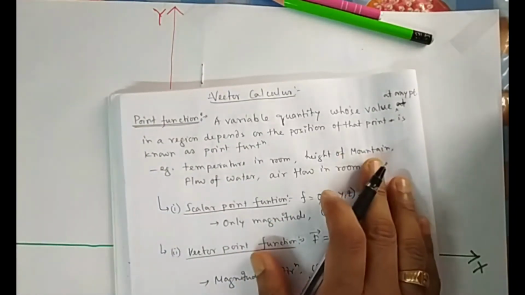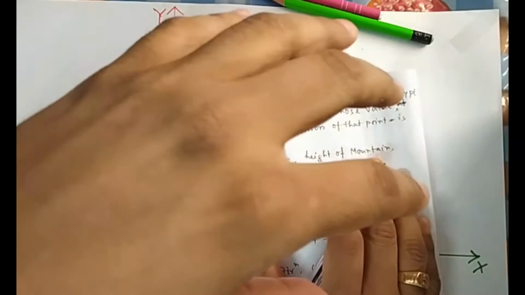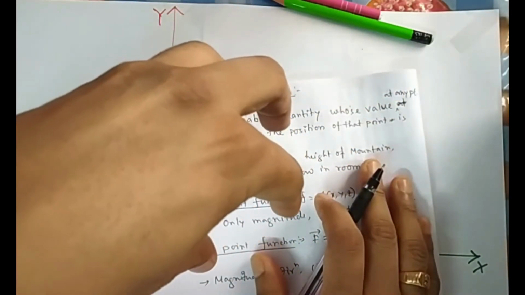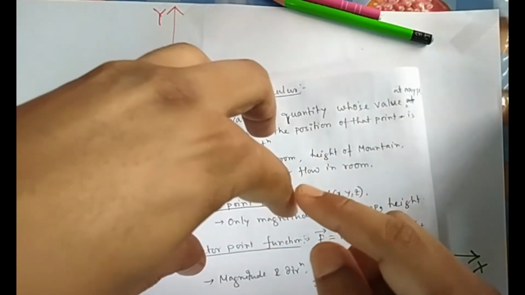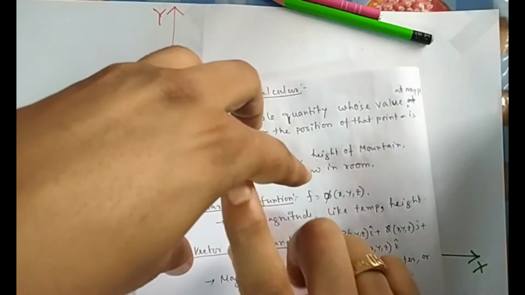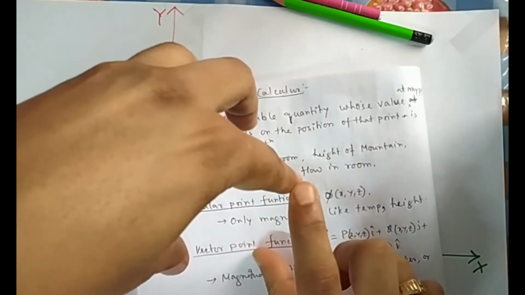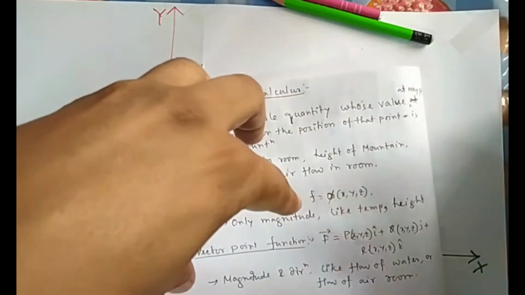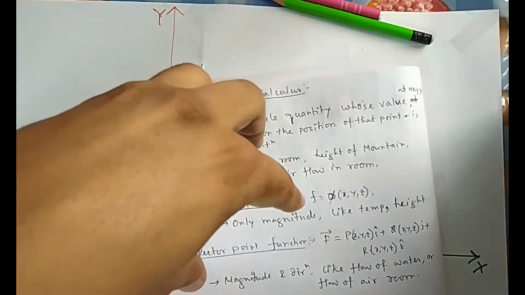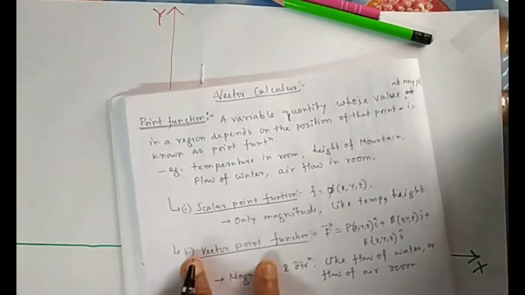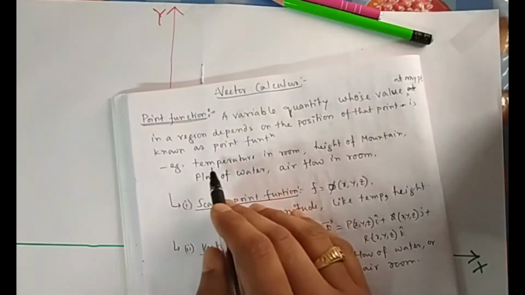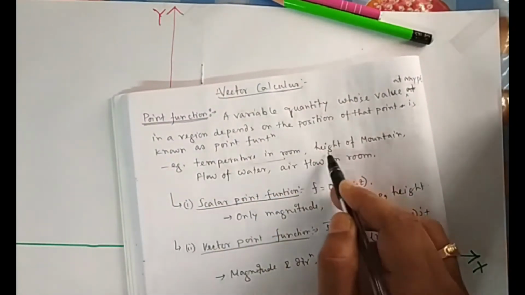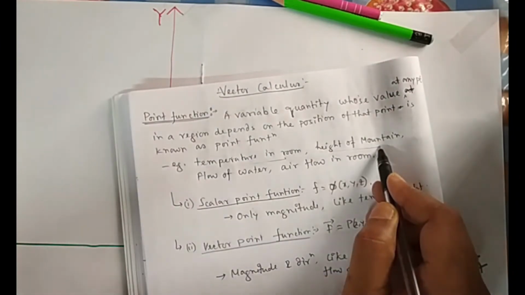Like the height of a mountain. Suppose this is my mountain. If I am here, my height is this. If I am here, the height is this. So according to that, my height changes. As you can see, my height is changing. So these are some examples: temperature of a room, height. These are known as scalar point functions.